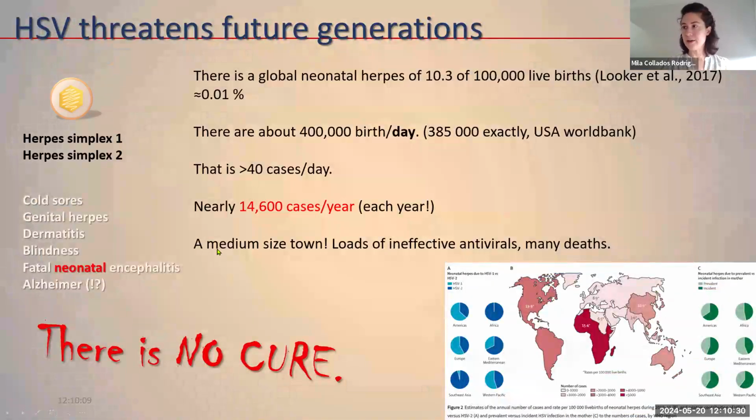And it's a pity that it causes fatal neonatal encephalitis. That's over 10,000 cases a year. Those are a medium-sized town population of babies that are affected by this virus. Many of them die, and others are left with sequelae over time, and there is no treatment. They are loaded with ineffective antivirals, and yeah, it's a pity worldwide, especially in certain regions of the globe.